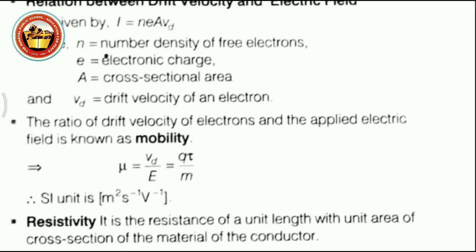The ratio of drift velocity of electrons and the applied electric field is known as mobility. Mu is equal to Vd by E. After cancellation, we can get q tau by m. SI unit is meter square second inverse volt inverse. Resistivity. It is the resistance of a unit length with unit area of cross section of the material of the conductor.